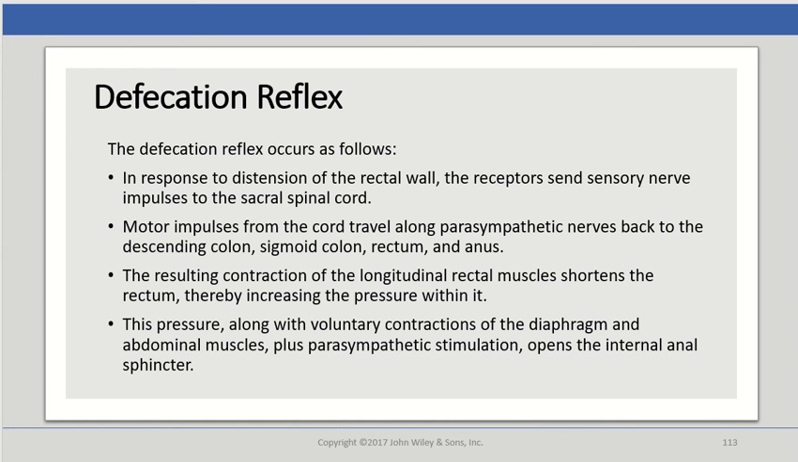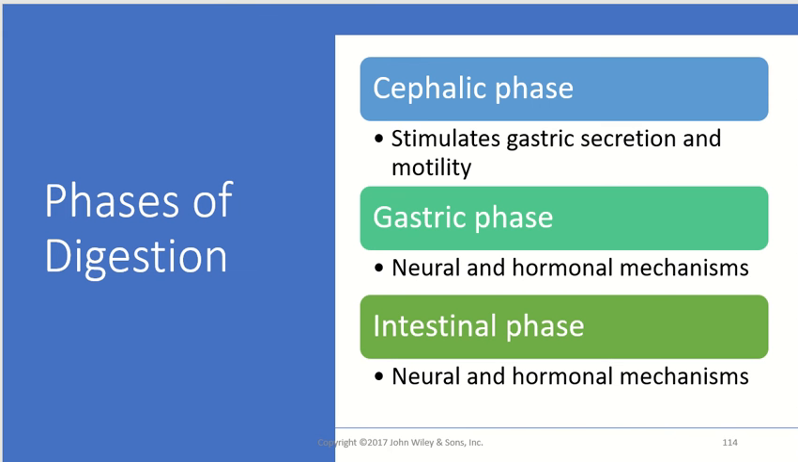These resulting contractions of the longitudinal rectal muscles are going to shorten the rectum, thereby increasing the pressure within it. So this pressure, along with the voluntary contractions of the diaphragm as well as the abdominal muscles, plus some of the parasympathetic stimulation, are going to open the internal anal sphincter, allowing for defecation to occur.